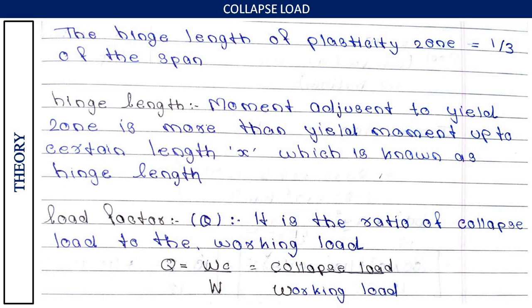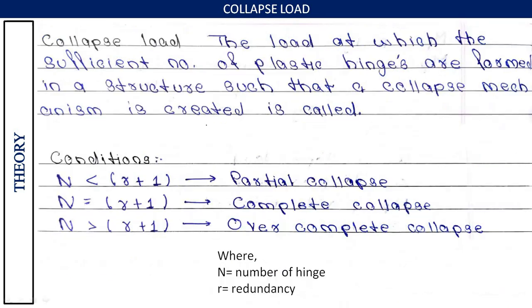And we can find the load factor Q. Q, which means load factor, is the ratio of collapse load to the working load, which can be identified as Q is equal to WC, which is the collapse load, upon W, which is the working load. So collapse load upon working load is equal to the factor, or you can say the load factor.